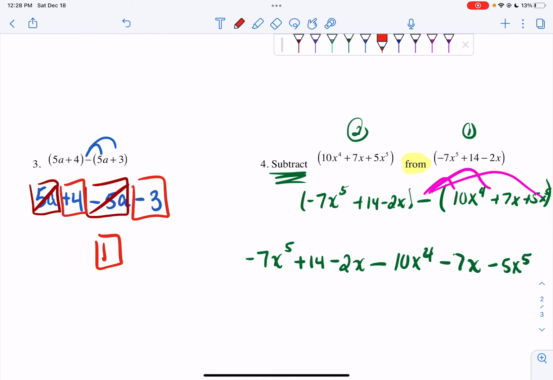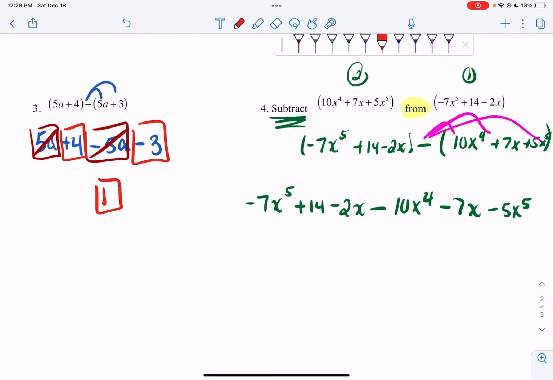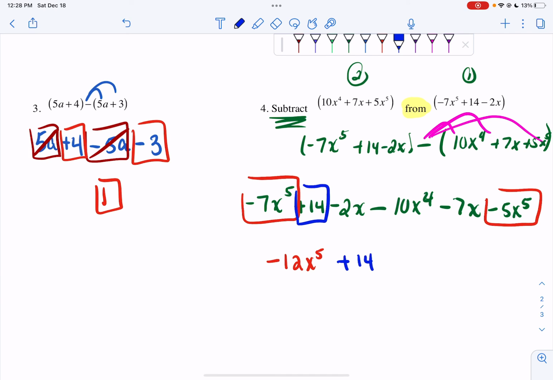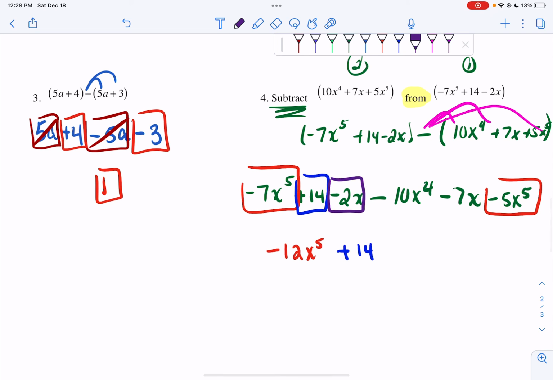So now I have a negative 7x to the fifth. What is that a like term with? That's a like term with negative 5x to the fifth, giving negative 12x to the fifth. Ask myself what a like term with my 14 is. There is no like term with my 14, so I just have a plus 14. What's a like term with my minus 2x? Well, it's a minus 7x, minus 2 minus 7, minus 9x. And then there's nothing to combine with negative 10x to the fourth, so I rewrite it.